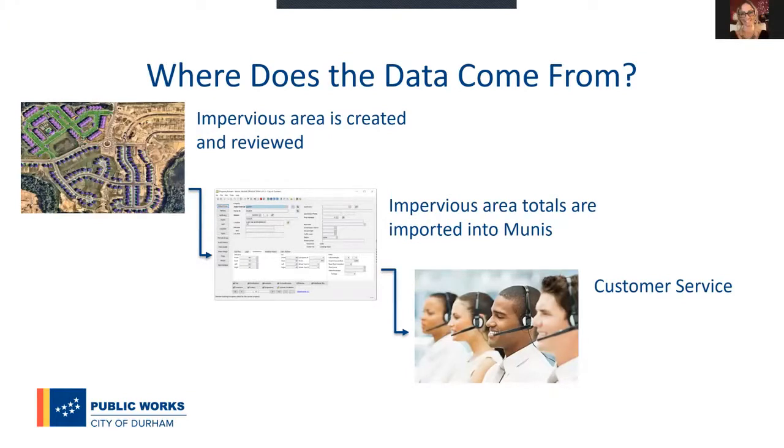Impervious area totals are then imported into our billing software, which matches the address point of the parcel to an individual account. These accounts are broken up into billing routes, and the stormwater fee is added to the account to bill on either an annual or monthly basis.